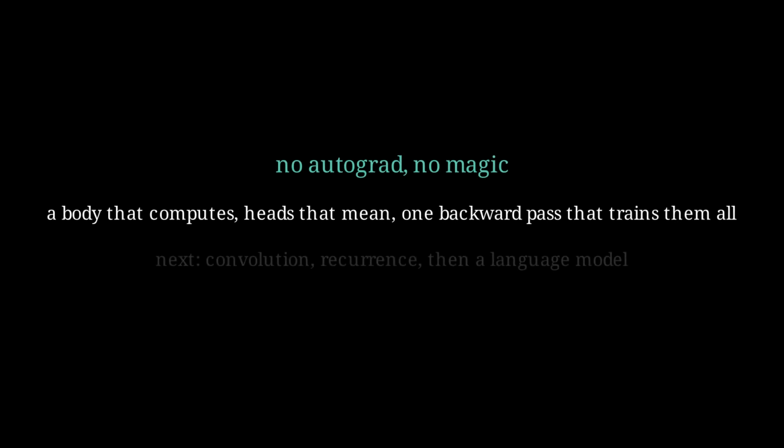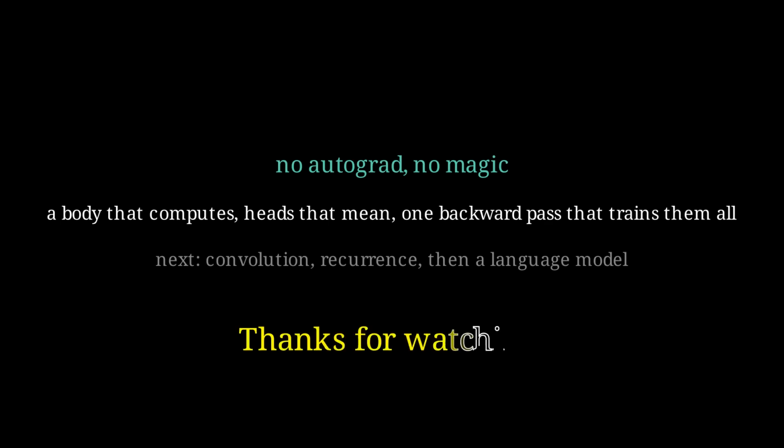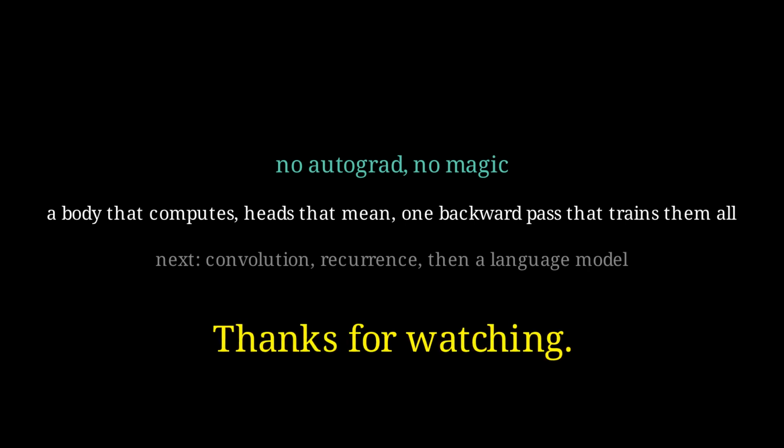That is the core so far. 5 episodes and no autograd, no magic anywhere in them. A body that computes numbers, heads that assign meaning, and one backward pass that trains them all, checked at every step by a finite difference we wrote ourselves. Everything you saw was pure Python, standard library only, small enough to read in an afternoon.